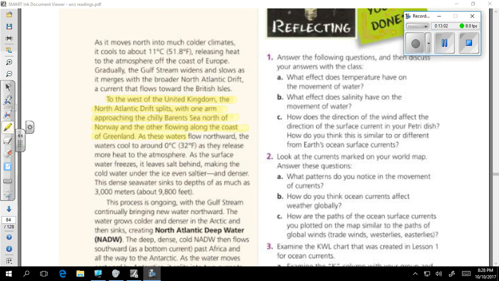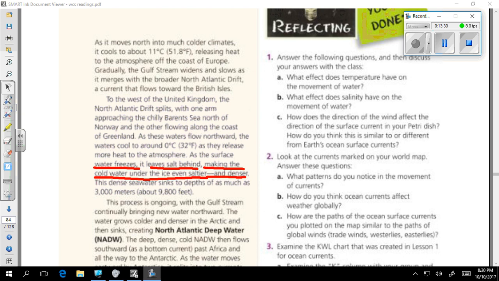As these waters flow northward, the water cools to around 30 degrees Fahrenheit as they release more heat to the atmosphere. As the surface water freezes, it leaves salt behind, making the cold water under the ice even saltier and denser. This dense seawater sinks to depths of as much as 9,800 feet.